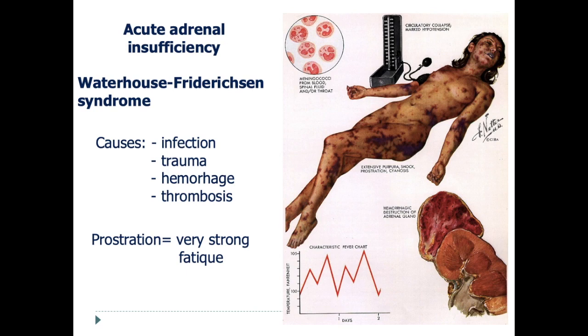So in this picture, you can see this lady with Waterhouse-Friderichsen syndrome, which is associated with hemorrhage and infarction into both adrenal glands, and a severe, acute fall of glucocorticosteroids and other hormones of the adrenal gland, and a very dangerous and negative prognosis for this kind of patients.